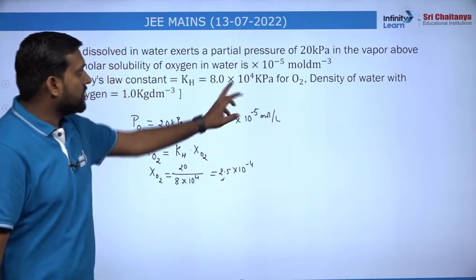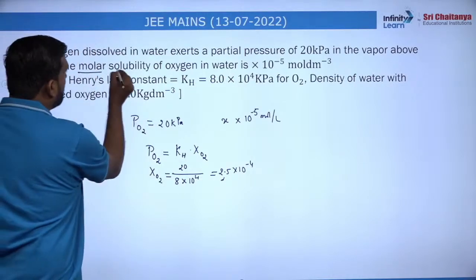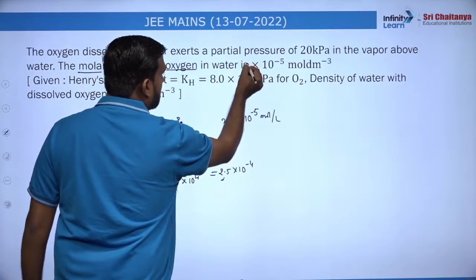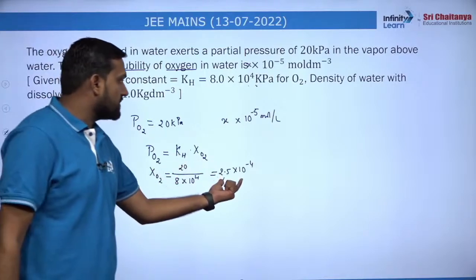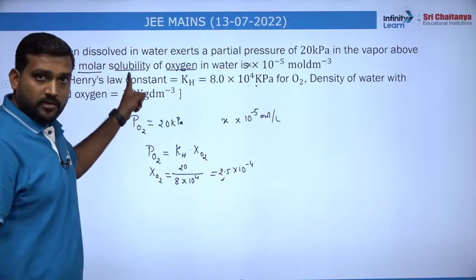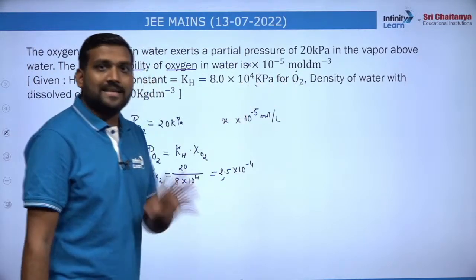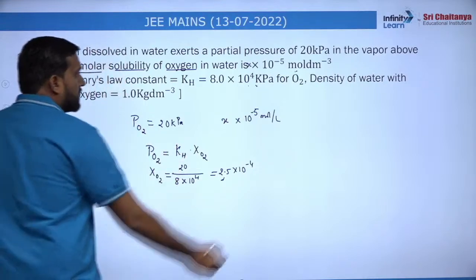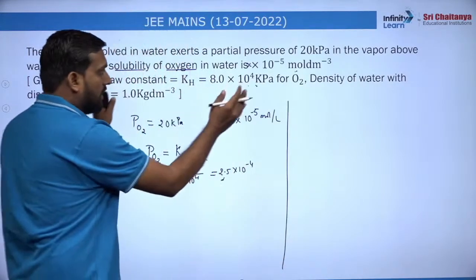What is asked in the question? Read it again. The molar solubility. They are asking you the molar solubility, and that too of the oxygen in the water, which is basically x into 10 to the power minus 5. So we have to convert this mole fraction into molarity actually. Because if you look into the unit, that is mole per liter, it is actually the unit of molarity. So how do we convert that? That's a different part of this question, because you can divide this question into two individual parts.